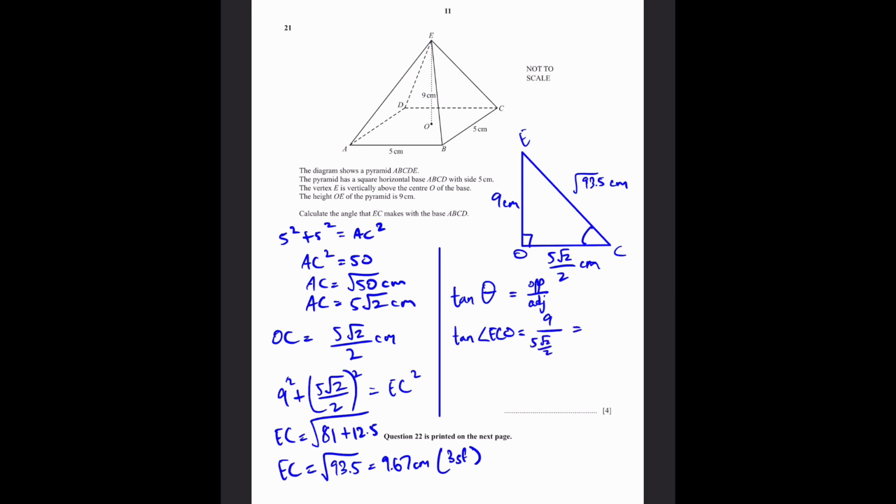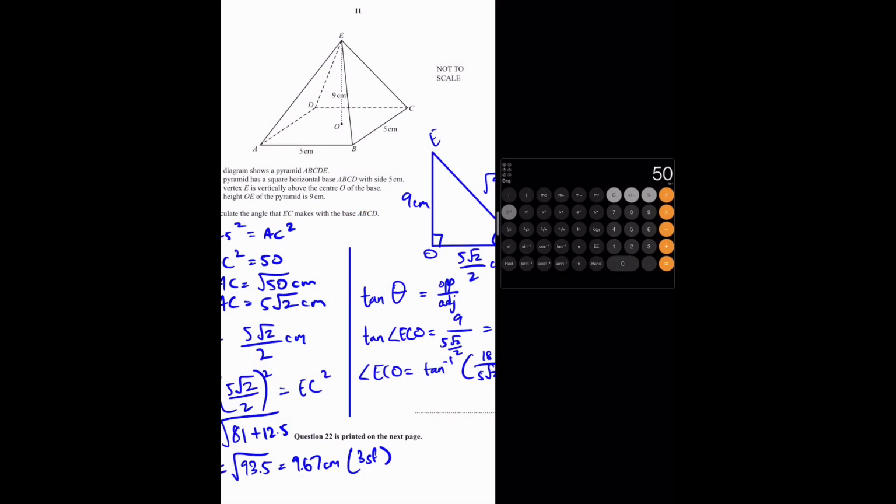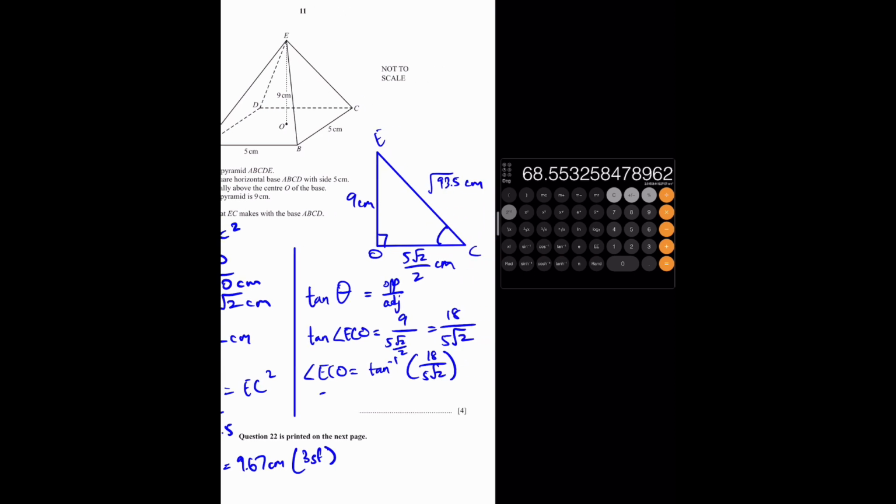So that means that'll be equal to 18 by 5 root 2, since this by 2 will come up since it's in the denominator. That means angle ECO will be equal to tan inverse of 18 by 5 root 2 or root 50. So let's get our calculator out. 18 divided by the root 50 is equal to this, and tan inverse, we get 68.6 degrees. That's the answer.